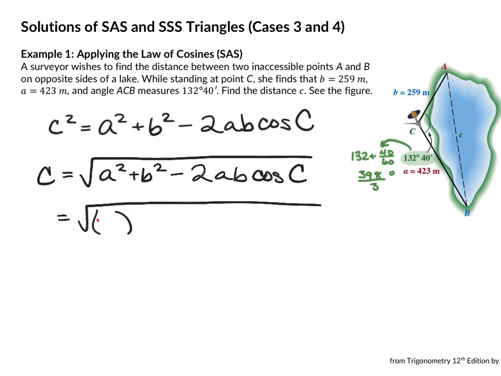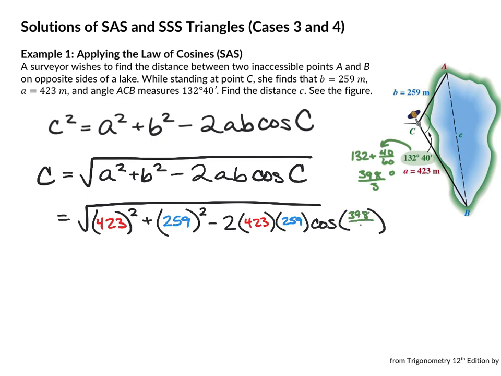a is labeled to be 423 meters, so we're going to square that. b is labeled to be 259 meters, so we're going to square that. Then we're going to subtract 2 times a times b, so those same numbers again, 423 times 259, all multiplied by the cosine of C, which we found in degrees was 398 divided by 3 degrees.